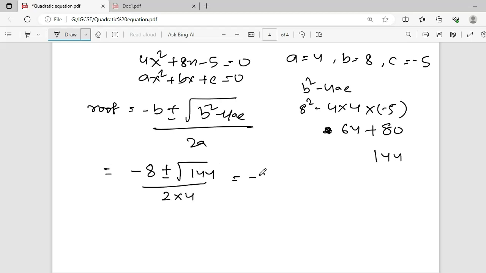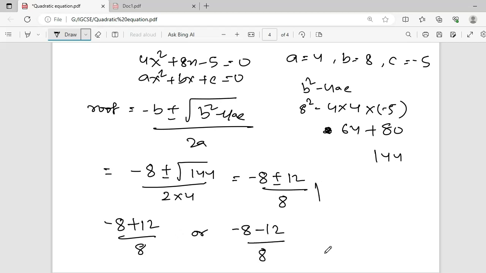So minus 8 plus minus 12 upon 4 into 2 is 8. Plus and minus, so we have to take two times. One time it is plus, another time it is minus. Okay, 12 minus 8 is 4. 4 upon 8 is going to be half. Minus 12 minus 8 is minus 20 upon 8. 4 into 5 is 20. So half, or minus 5 upon 2.